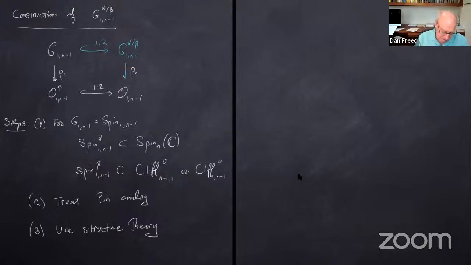And there's a theorem that tells us the basic properties of these groups. So one is that the alpha extension in general is a subgroup, a real subgroup of the complex group.